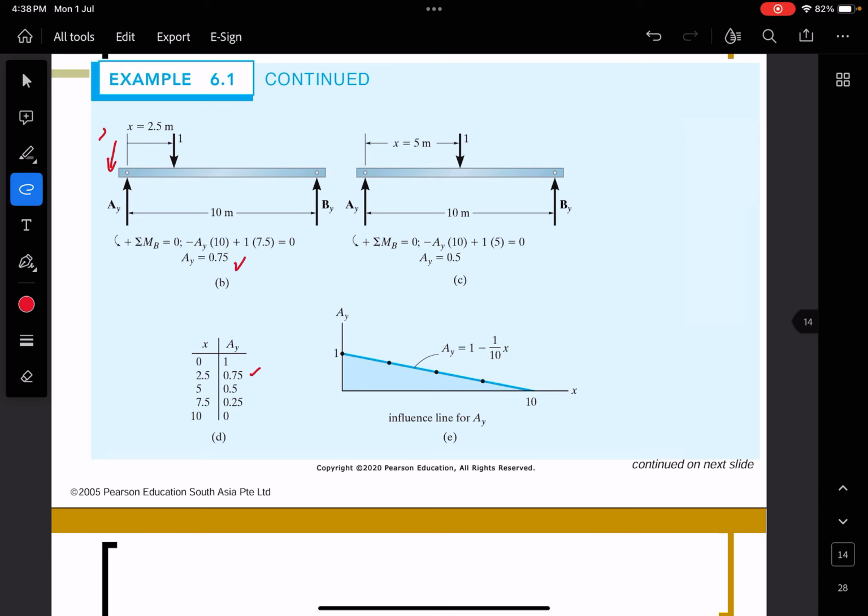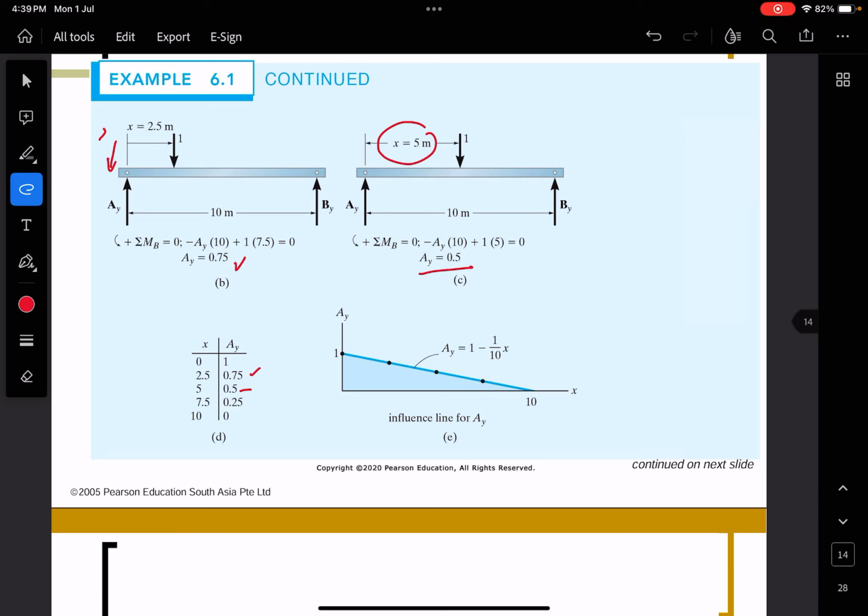to a new point. Yeah? So now in this table, they move another 2.5 meter, which means that the point load of 1 unit is being placed in the middle of the beam. Yeah? So you can see here 5 meter. So by putting this 1 unit, then calculate what is AY. Yeah? Then put this AY into this value.